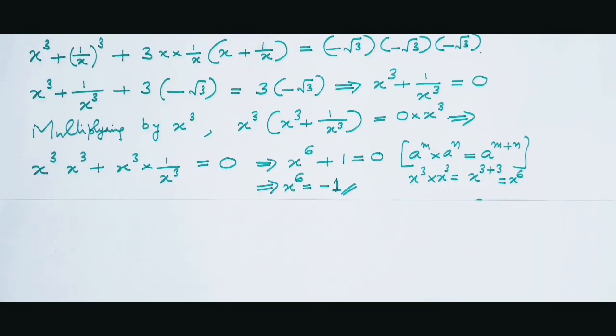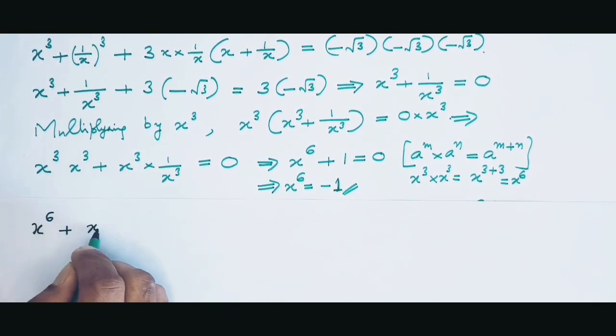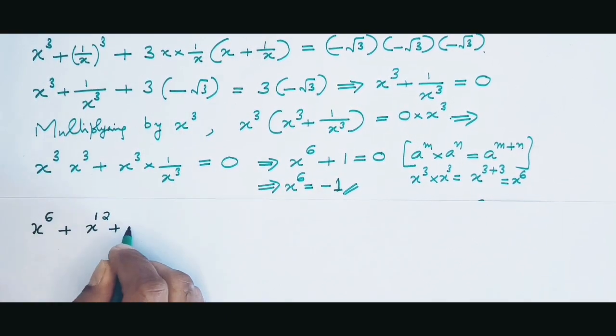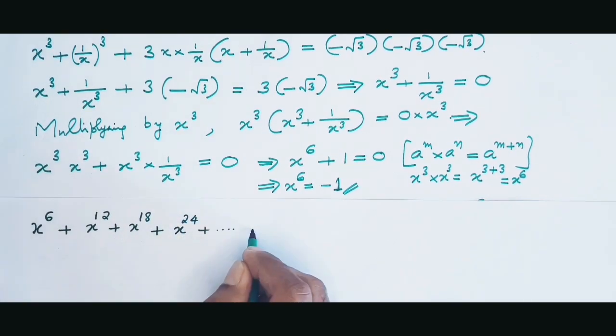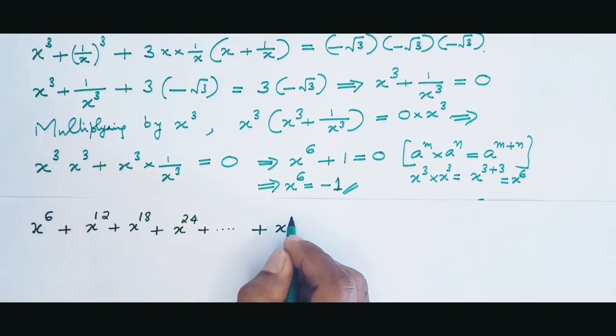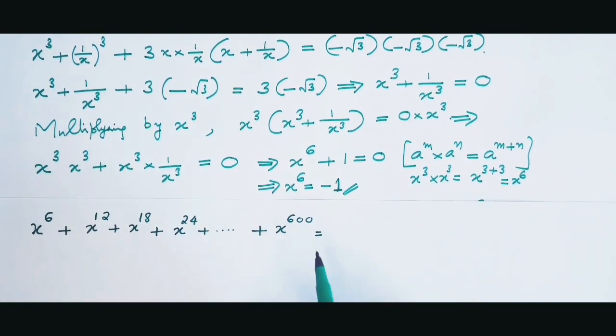Now let me rewrite the expression given for evaluation, which is like this: x to the power of 6 plus x to the power of 12 plus x to the power of 18 plus x to the power of 24, and it goes all the way up to x to the power of 600. If you look at the powers of each of the terms here, you can see that each is a multiple of 6. So let me write each one as a multiple of 6 like this.